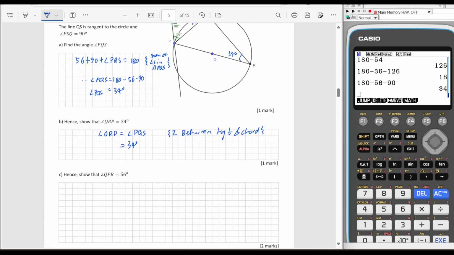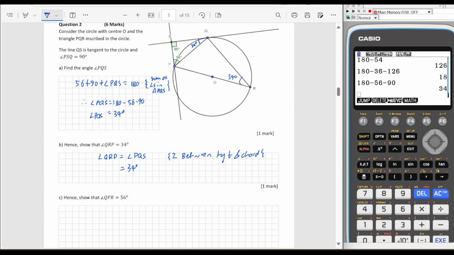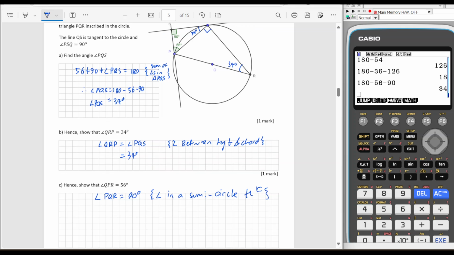Hence show that QPR. This is very similar to the first question, 56 degrees. So angle PQR is 90 degrees. So this is angle in a semicircle theorem. So that's 90 degrees there.